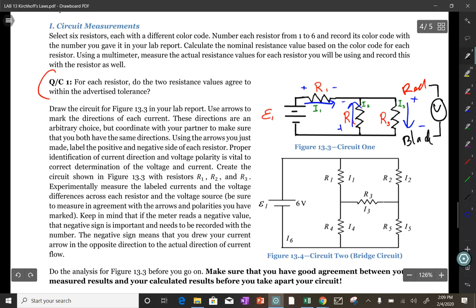So the way you have your current labeled dictates the way you connect this. And if you get a negative number, what do you do? You write down the negative number. What that means is that the current's going the other direction, but that's not a problem. You stick with what you did, and you just have a negative number for the direction you showed.